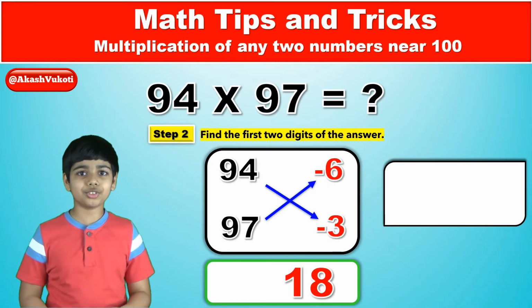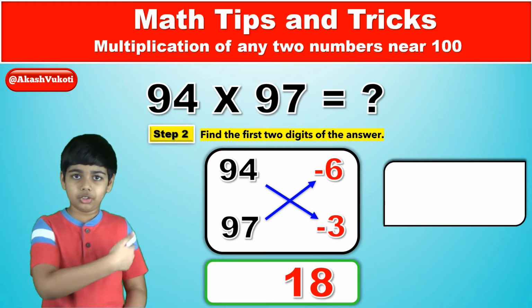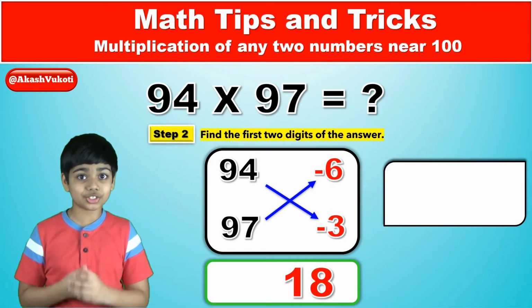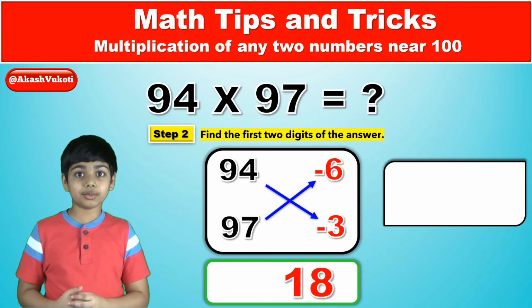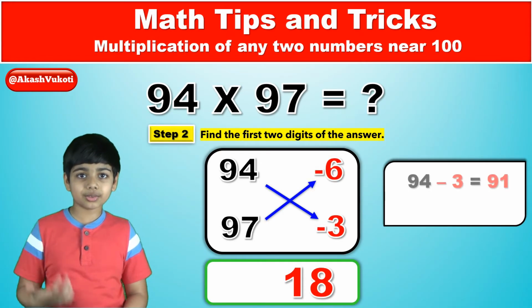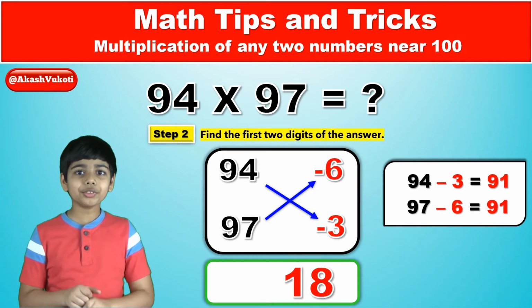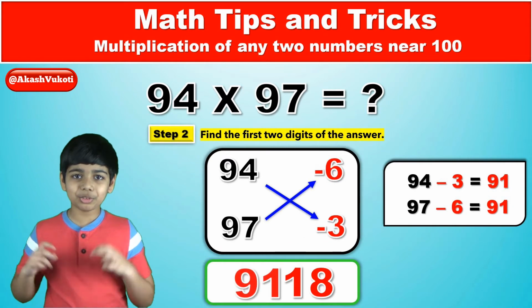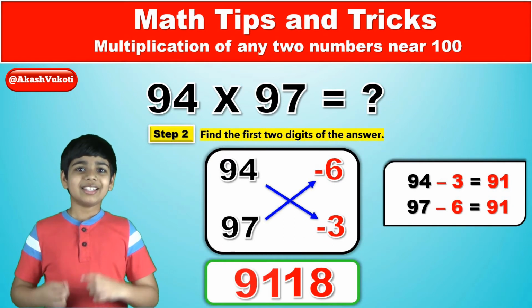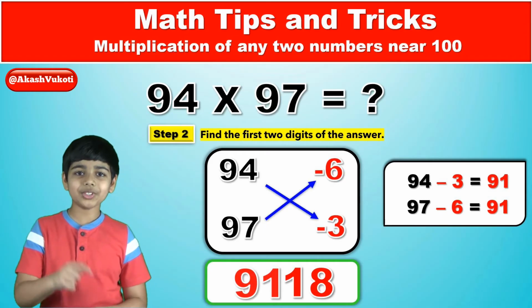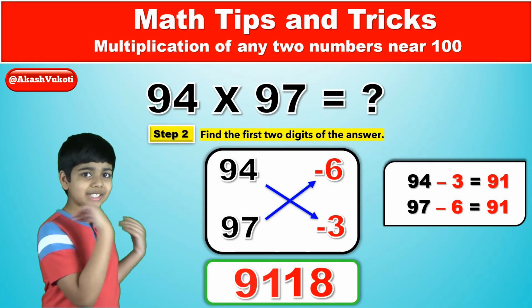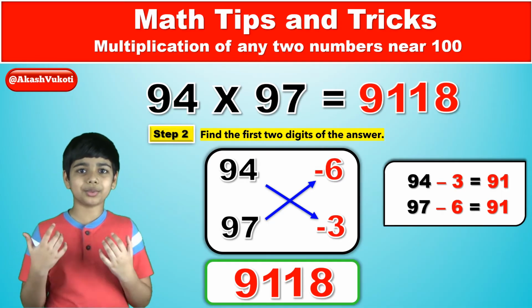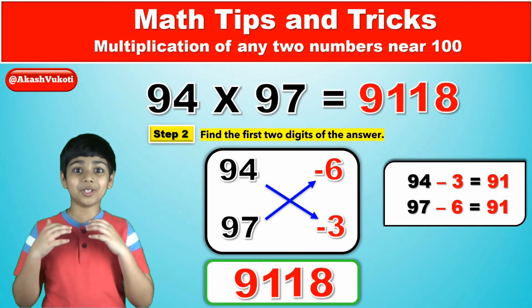Now, all we have to do is just cross-subtract, using these arrows, using either one of these pairs. And as it turns out, you can choose whichever one is comfortable to you, because 94 minus 3 and 97 minus 6 both equal the exact same thing, 91. So this answer will be the first two digits of the answer, hence 94 times 97 is 9,118. This is a really simple trick, and it's going to help you a lot.